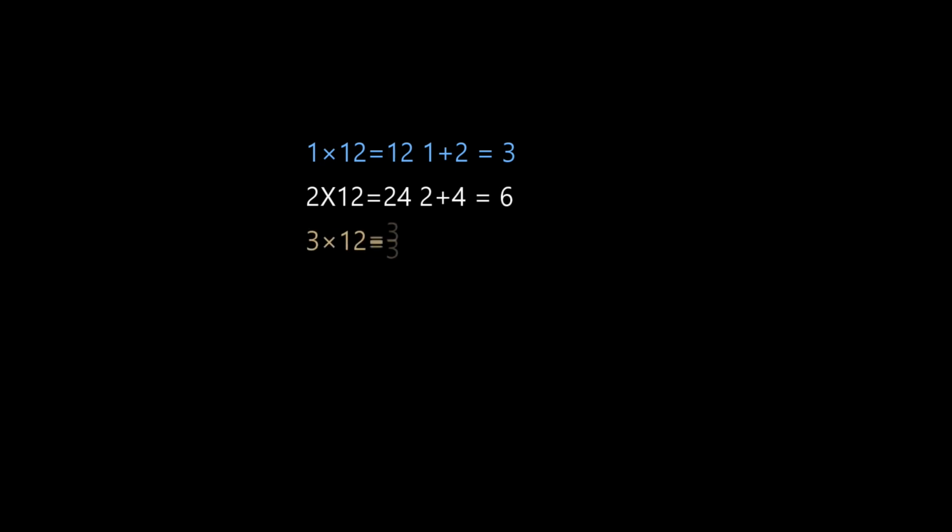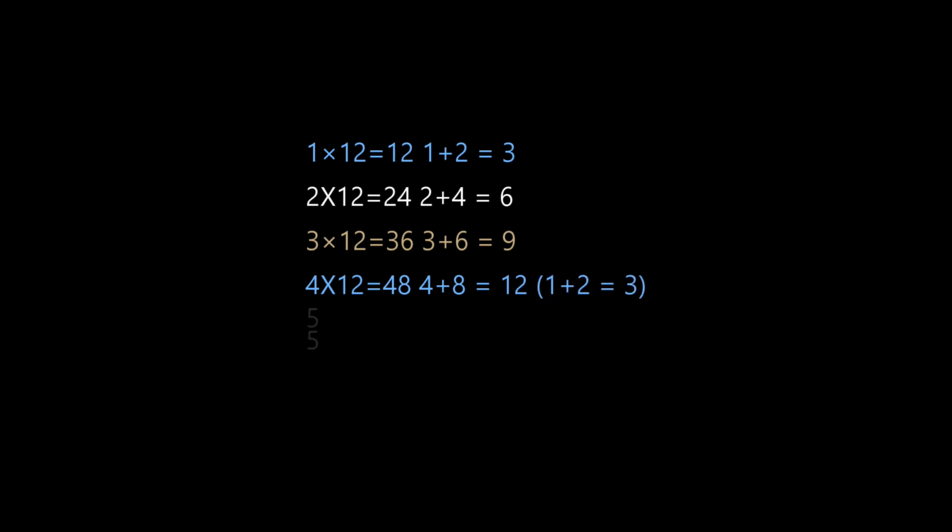Check this out. 1 times 12 equals 12. 1 plus 2 equals 3. 2 times 12 equals 24. 2 plus 4 equals 6. 3 times 12 equals 36. 3 plus 6 equals 9. 4 times 12 equals 48. 4 plus 8 equals 12. 1 plus 2 equals 3.